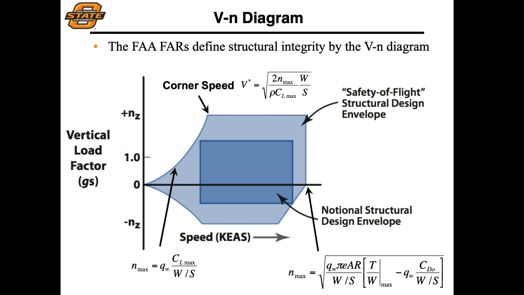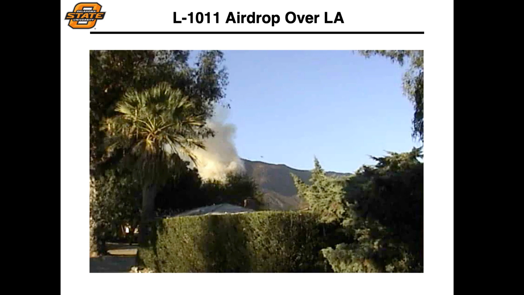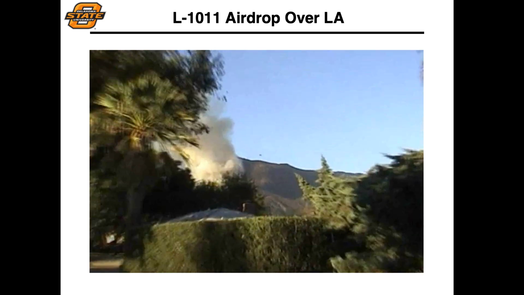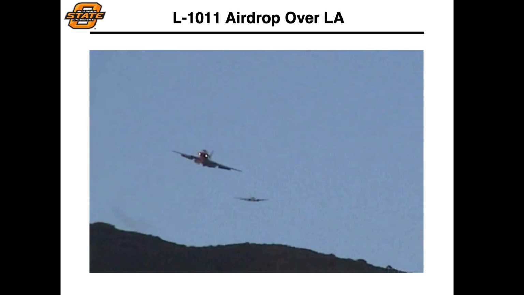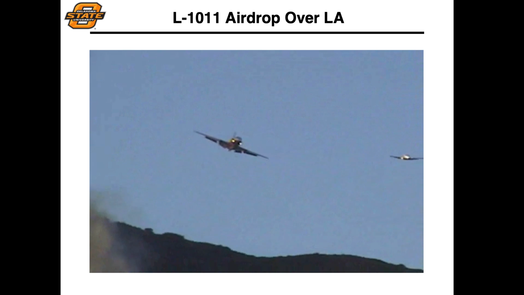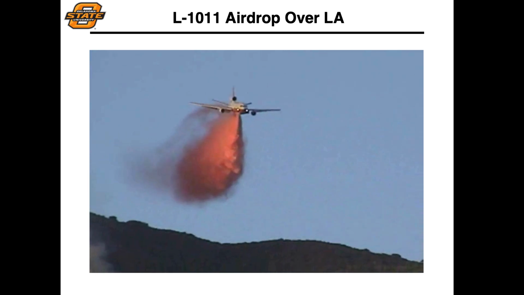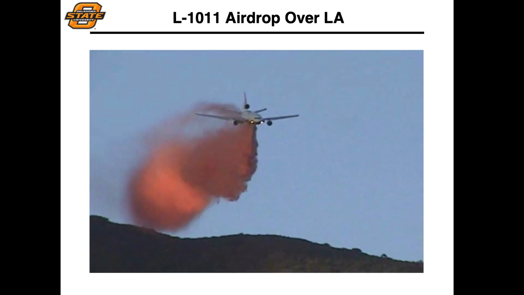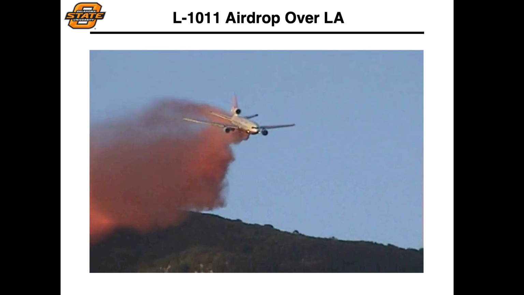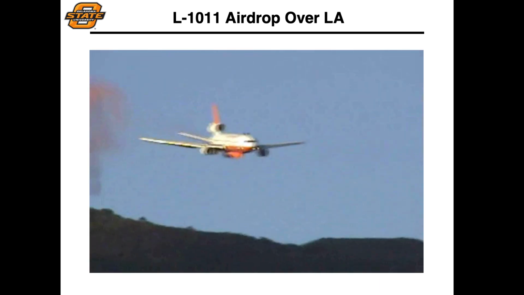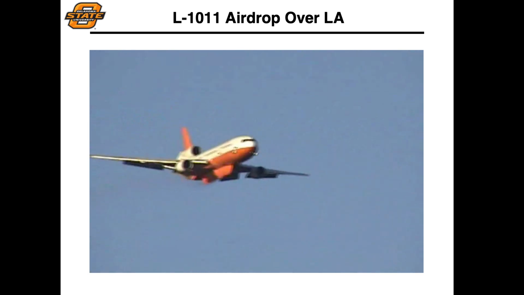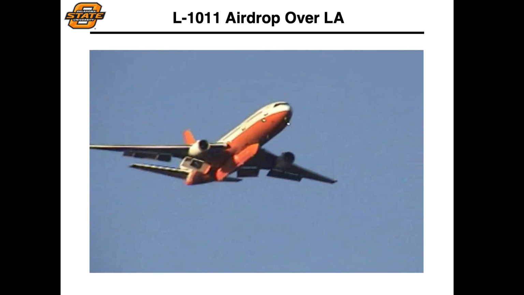Now, there are many cases where our aircraft are going to see loads outside of potential normal operating loads. And here's an example of an L-1011. This is another airdrop, in this case particularly over LA. And think about what this aircraft is doing. I don't know how much payload it's carrying in terms of the fire retardant, but it's not uncommon for these converted aircraft to carry around 10,000 gallons. So you're talking somewhere on the order of 50,000 to potentially 70,000 pounds worth of payload being deployed in a very, very short period of time.